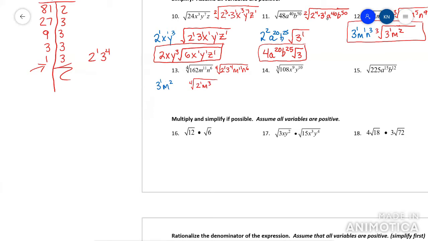And N6, you could make 2 groups. 2 groups. You can only make 1, sorry. And there would be 2 left over. Just like that. This would be my answer.